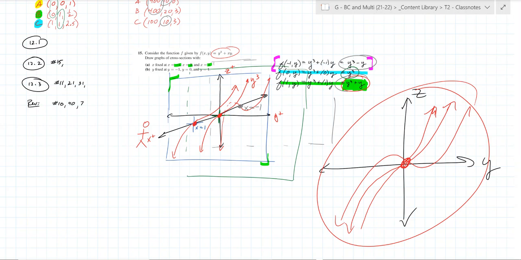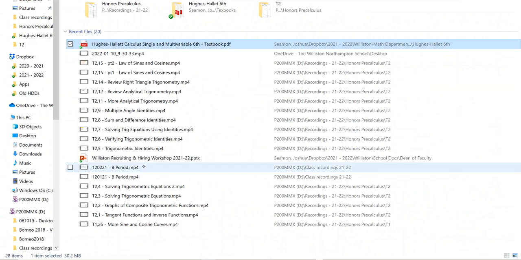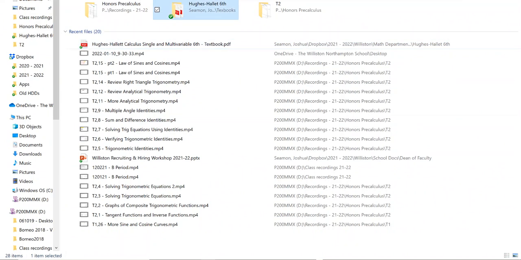The clean version of this, you can see it in the answer key, everybody. I don't have the answer key up here, sorry. Let me get to it.